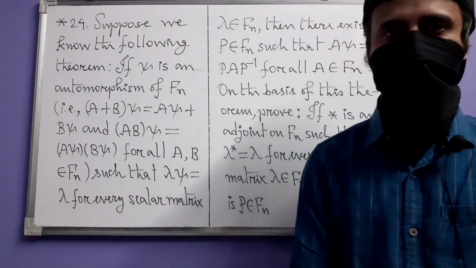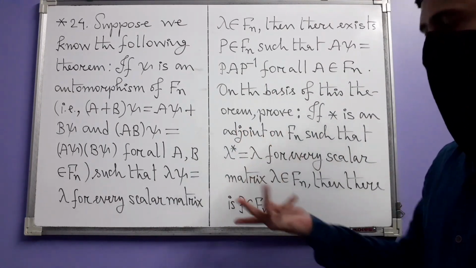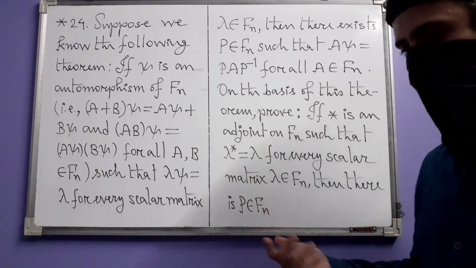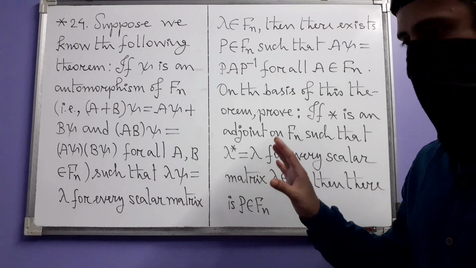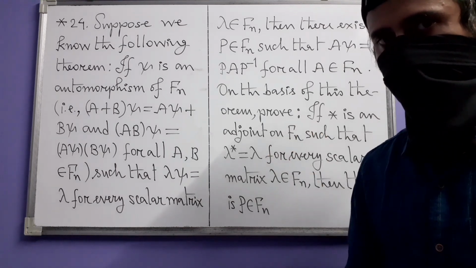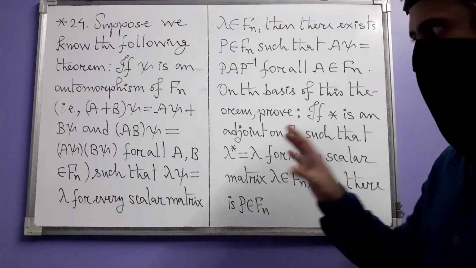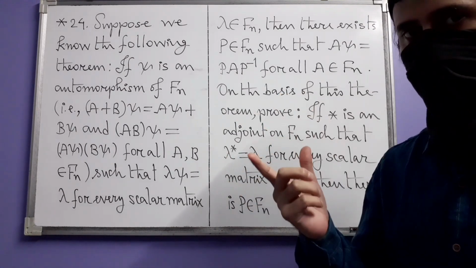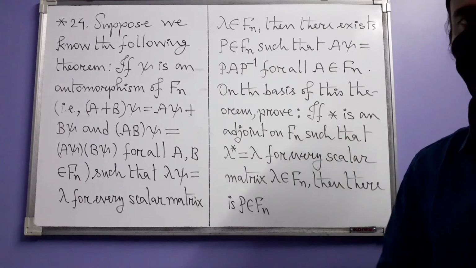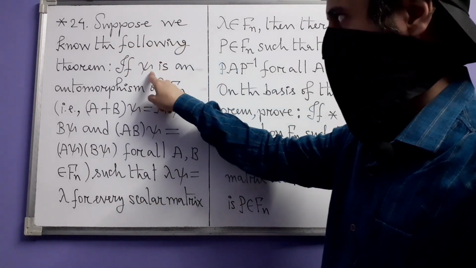Next we have exercise 24. This one is a long one. Long one means the statement is long. First, the exercise talks about a theorem without talking about its proof. That theorem or that result is going to be assumed, and then we have to use that result to prove something else. Let's see. Suppose we know the following theorem.